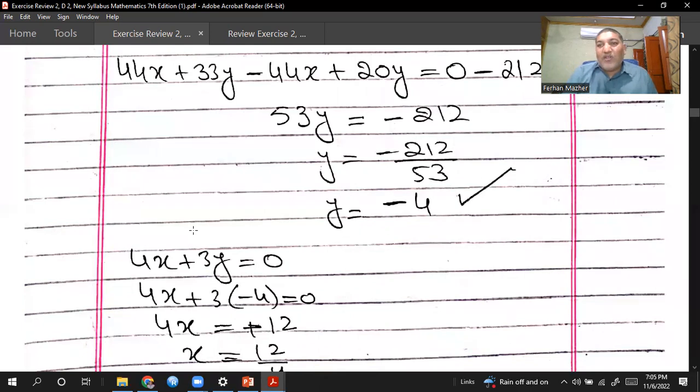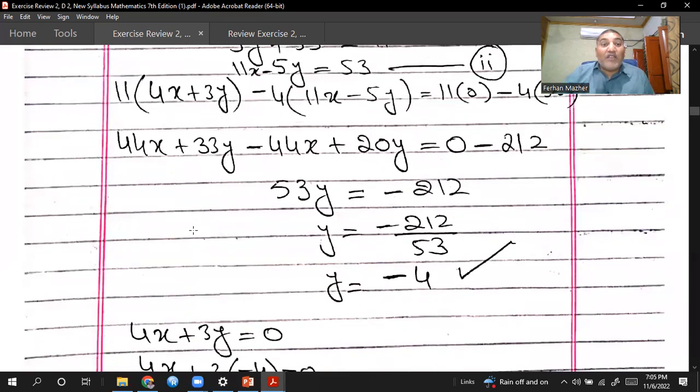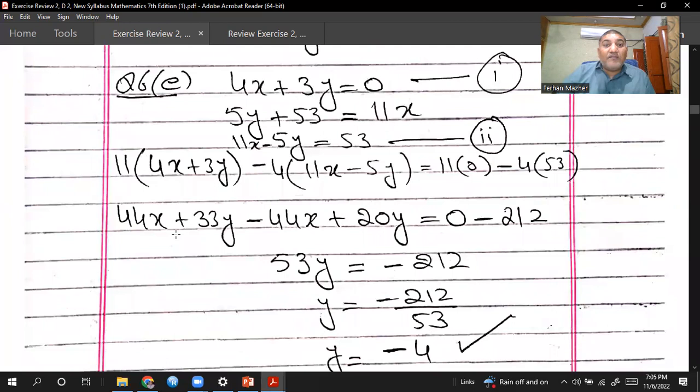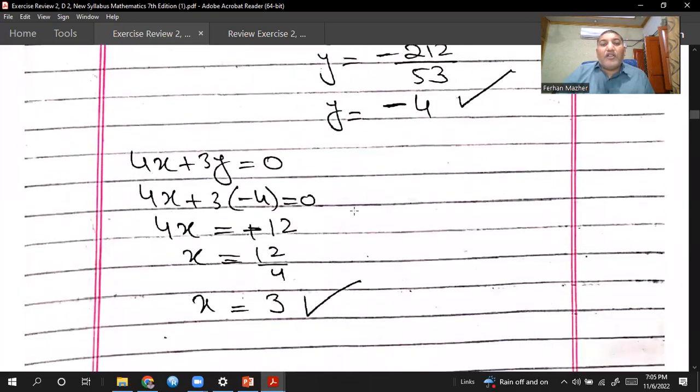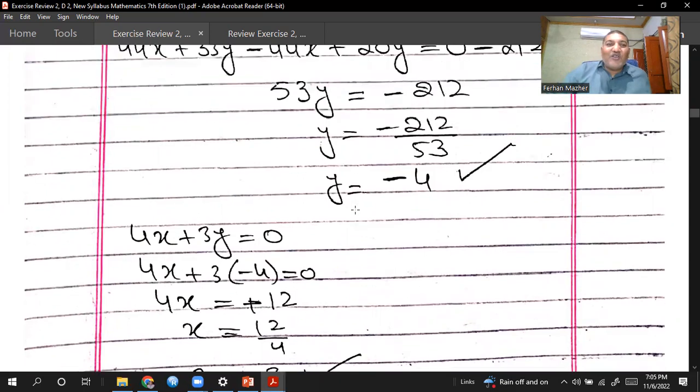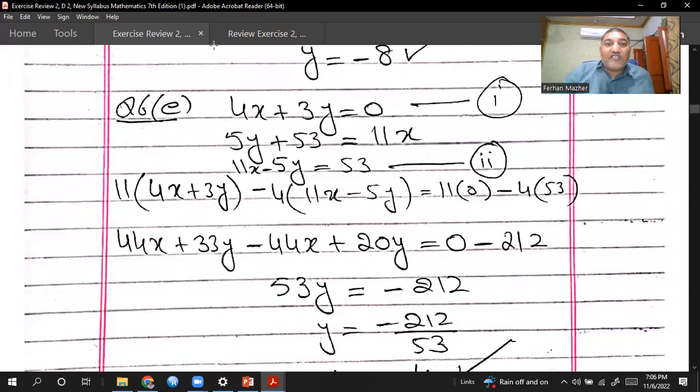So now you have the value of y. We will substitute this value into the first equation, which is 4x plus 3y equals 0, and we will find the value of x. So 4 into x plus 3 into minus 4 equals 0. 4x minus 12 equals 0. So 4x will be equal to 12. x will be equal to 12 by 4. x will be equal to 3. So this is how you will solve question number 6 and its E part.